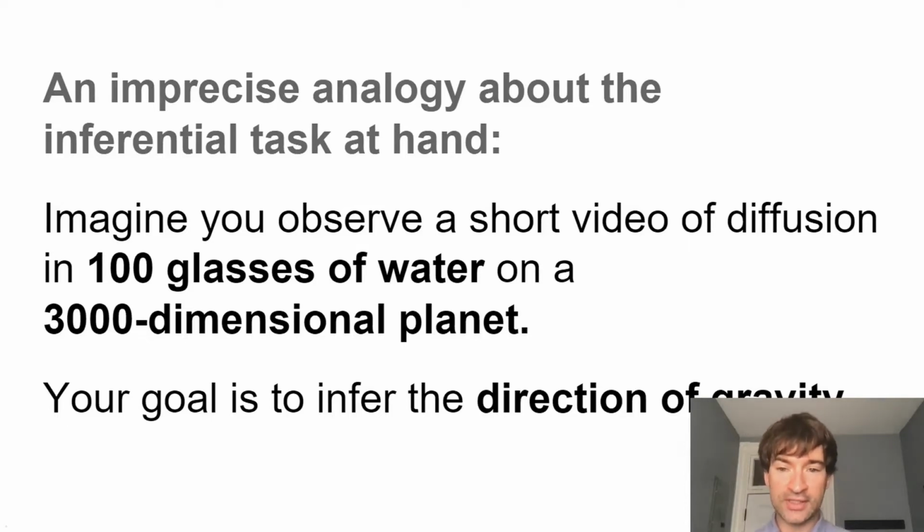And depending on how noisy those videos are, that might be hard or easy. But the point is that this diffusion model gives us a principled way to extract that deterministic motion and be able to look through all that stochasticity and pull out the interesting bit, which is the deterministic motion. And in this analogy, the 100 glasses of water would be the 100 regions in our analysis, and the 3,000 dimensions would be the 3,000 alleles that we're looking at in our actual genomic surveillance data.